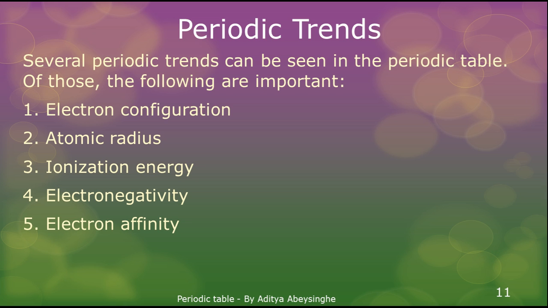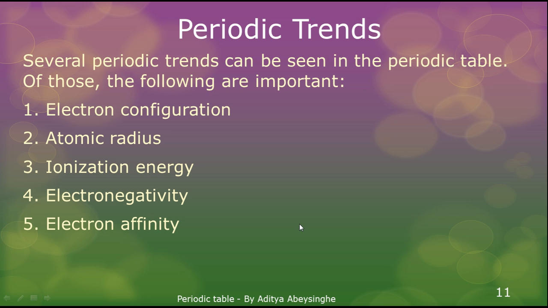Okay guys, welcome back. In the last video I gave you a brief introduction to the periodic table. In this video I'll be explaining the periodic trends. In the last video I explained the characteristics and the types of classifications that we can do for the modern periodic table. So what are the periodic trends that you can see?